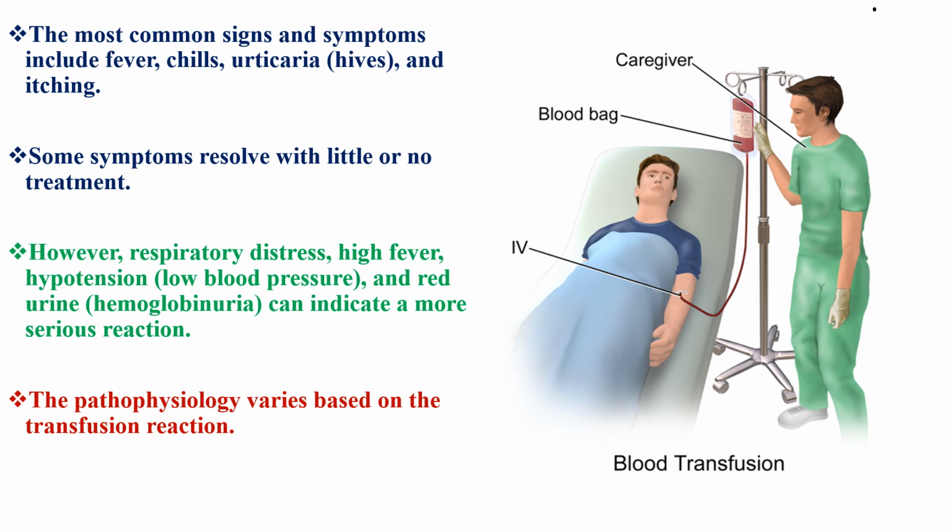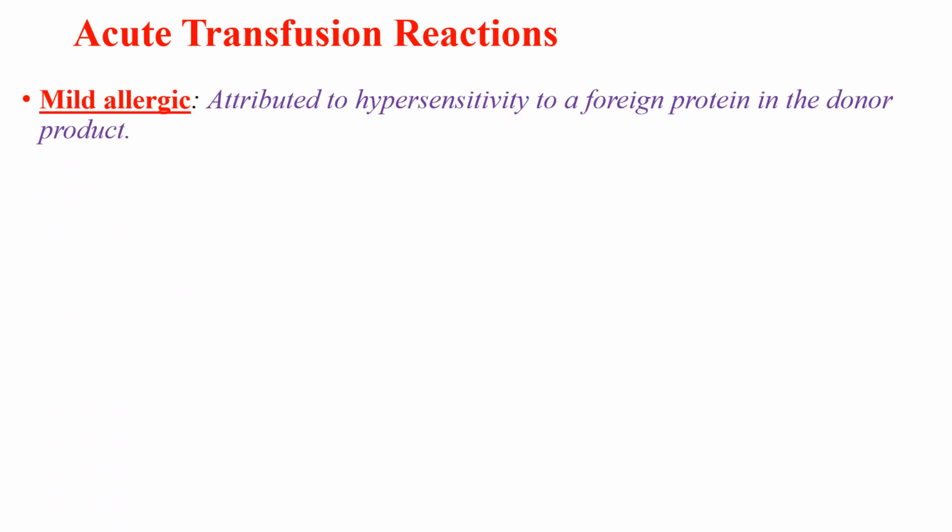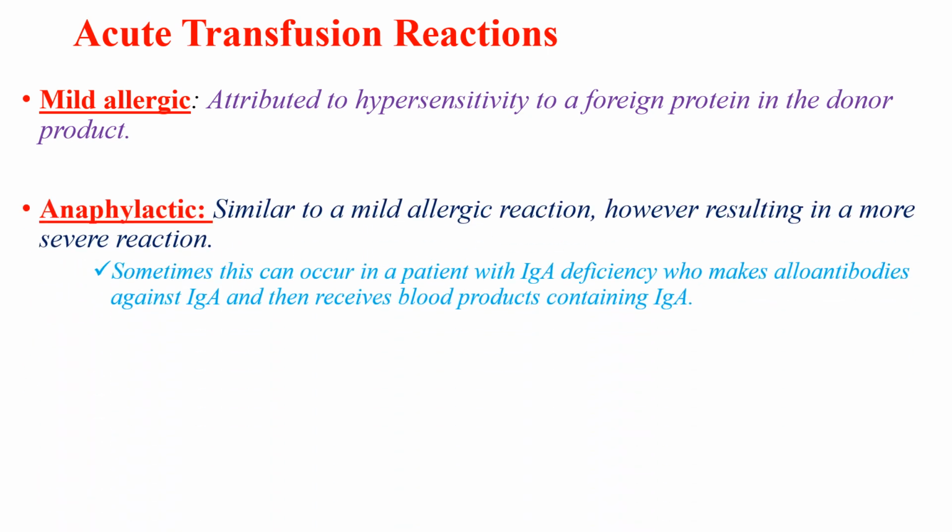The pathophysiology varies based on the transfusion reaction. Let's start with the types and the pathophysiology of acute transfusion reaction. The first one is mild allergic. This is attributed to hypersensitivity to a foreign protein in the donor product. The other is anaphylactic. This is similar to a mild allergic reaction, however, resulting in a more severe reaction.